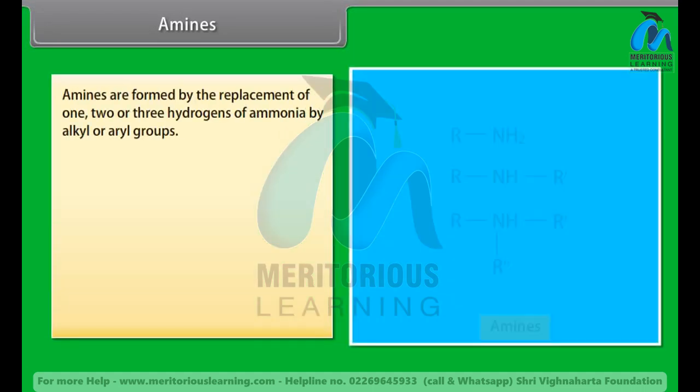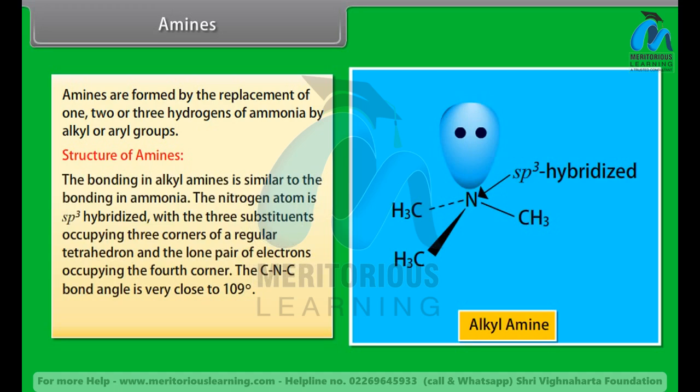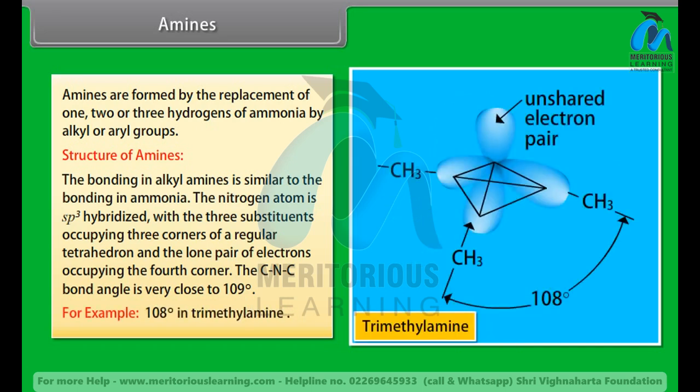Amines. Amines are formed by the replacement of 1, 2, or 3 hydrogens of ammonia by alkyl or aryl groups. Structure of amines. The bonding in alkyl amines is similar to the bonding in ammonia. The nitrogen atom is sp3 hybridized with the 3 substituents occupying 3 corners of a regular tetrahedron and the lone pair of electrons occupying the 4th corner. The C-N-C bond angle is very close to 109 degrees. For example, 108 degrees in trimethylamine.